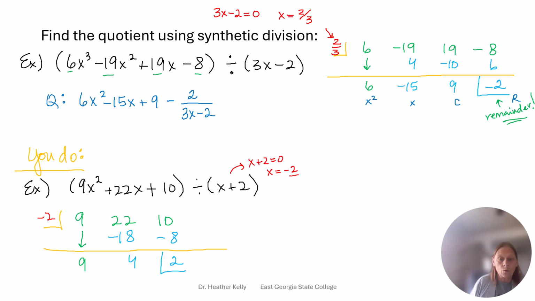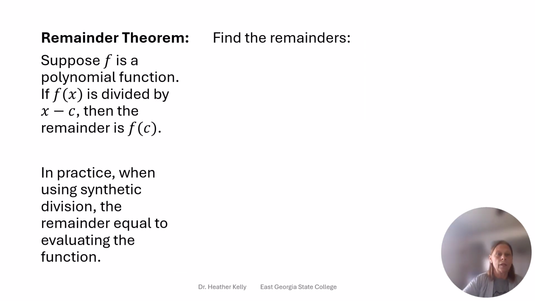So to write the quotient here, we started off with x squared, so this is the constant term, this is just x. The quotient is going to be 9x plus 4 plus, because it's a positive remainder, up here it was a negative remainder, so plus, and in this case 2 over x plus 2. Okay, let's move on from here.